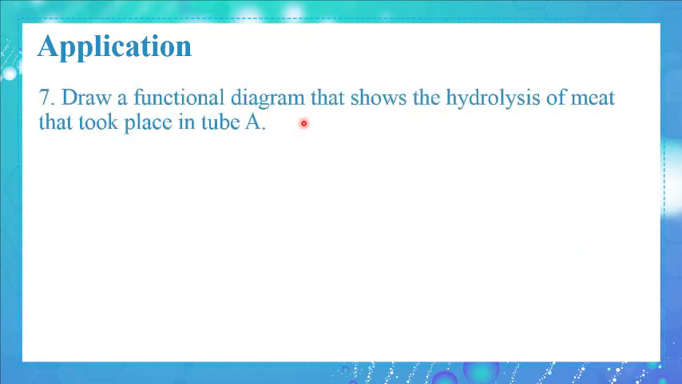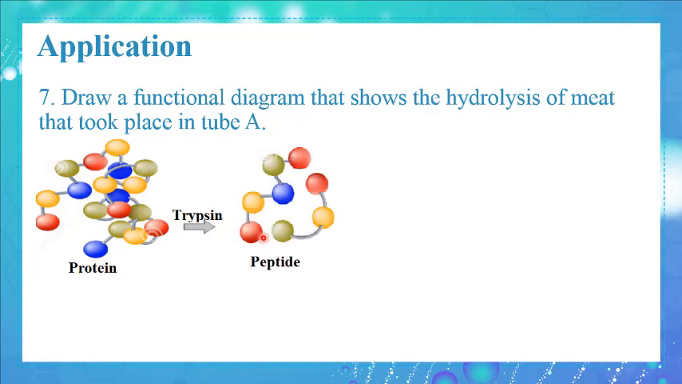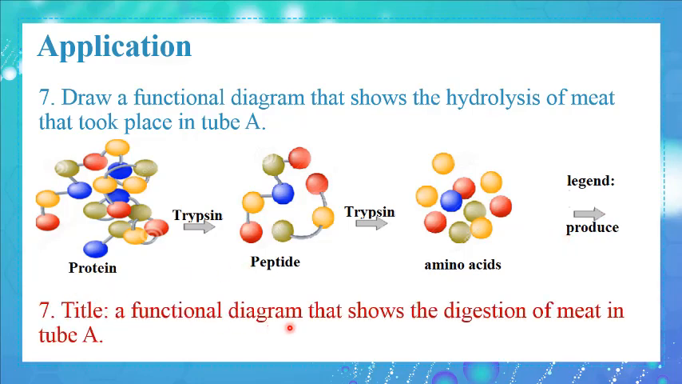Draw a functional diagram that shows the hydrolysis of meat that took place in tube A. First, we represent the structure of the protein. The protein is digested by trypsin to produce peptide, and then the peptide is further digested by trypsin to produce the final product, which is the amino acids. You must write your legend where this arrow used in the figure represents the word produce. Of course, we don't forget the title. The title is a functional diagram that shows the digestion of meat in tube A.